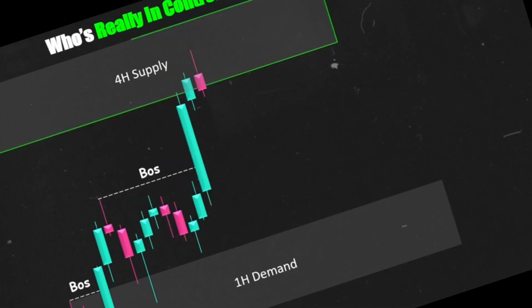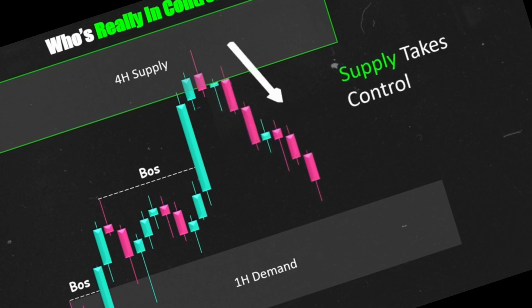A fresh, unmitigated zone from the opposite side on a higher time frame will shift control from demand to supply or vice versa.